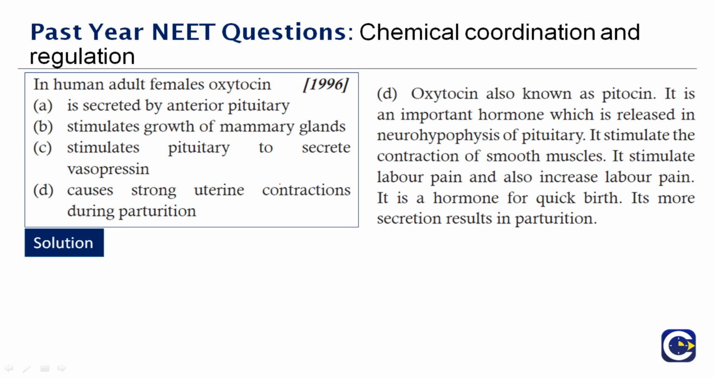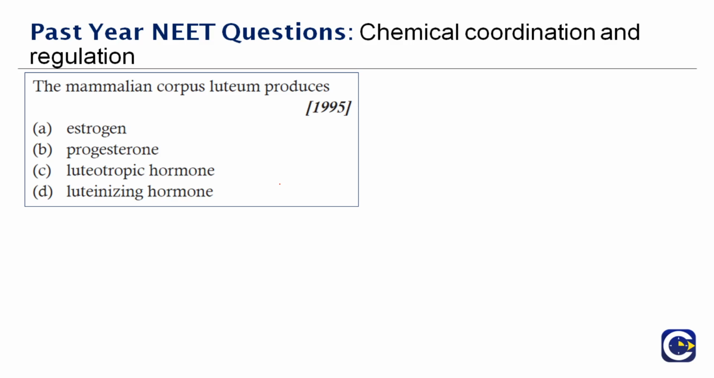It causes strong uterine contractions during parturition. Therefore, the right answer is option D. Next question: the mammalian corpus luteum produces dash. Very easy question. What does it do? You have the luteinizing hormone, follicle stimulating hormone, corpus luteum. It produces estrogen or progesterone.